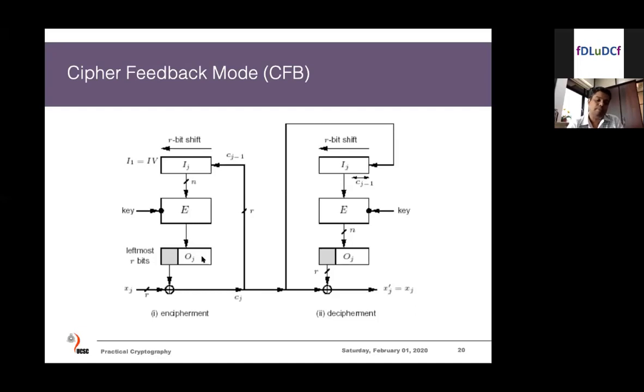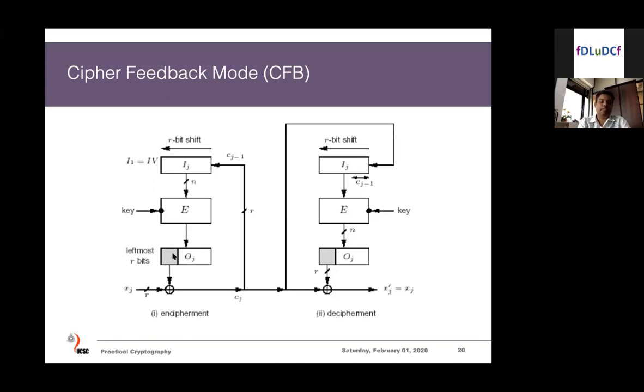So from that random number, we pick R bits, in case we want to encrypt R bits. We take the leftmost R bits, XOR with the plain text of R bits, and transmit. So for example, if you want to encrypt a byte at a time, our R is 8. If we want to encrypt a bit at a time, our R is 1. So whatever the algorithm, we select the number R. Usually we do a byte at a time, so then our R is 8 bits.